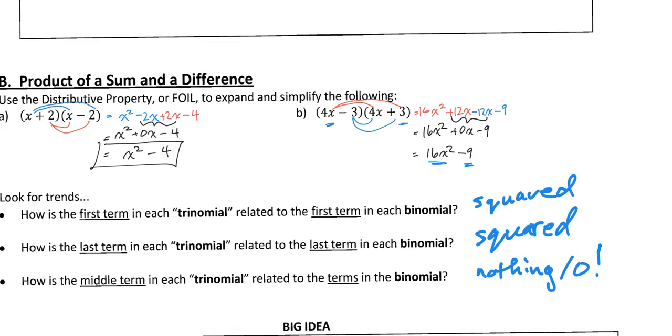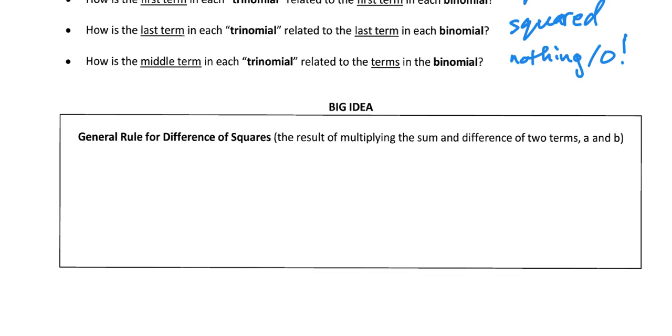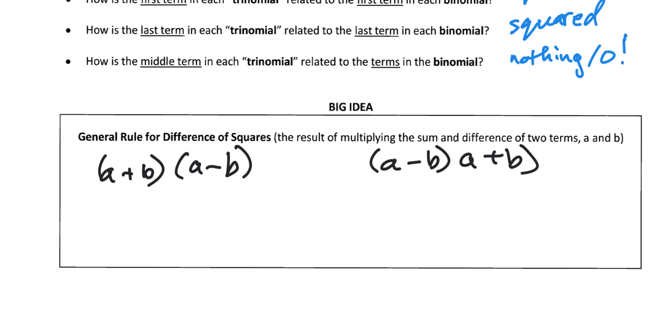So now let's summarize what we have for our result. So there's two ways to see this problem. You either have this a plus b, a minus b, or you have a minus b, a plus b. And both of those problems give us the answer a squared minus b squared. And we call this in mathematics a difference of squares.